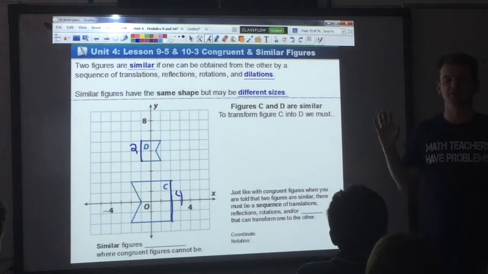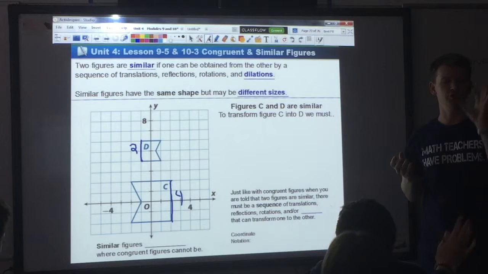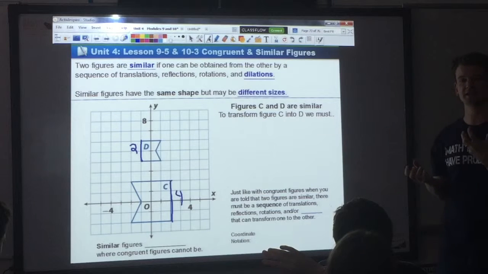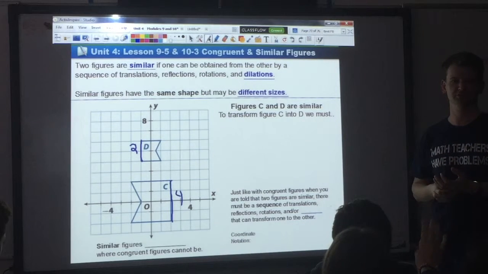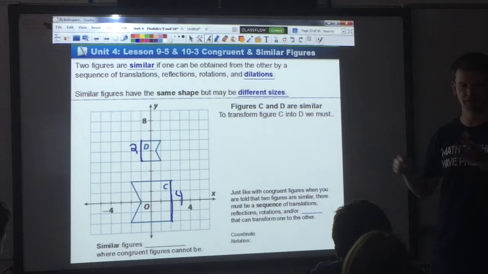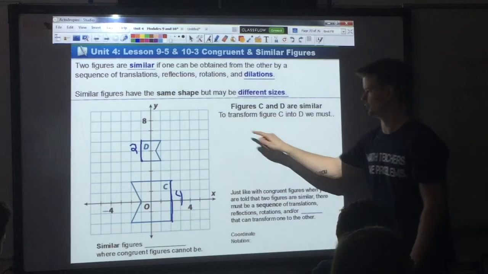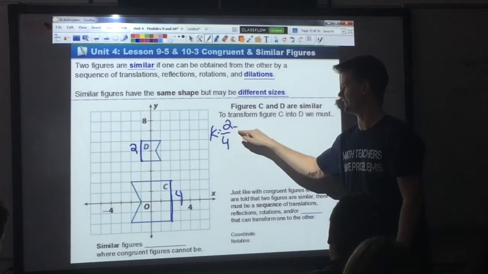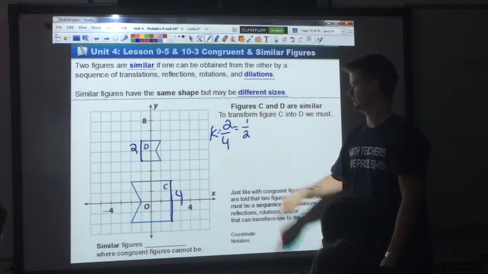Let's examine this. Remember the slide that talked about scale factors. The numerator will always be the integer from the side length of your image. Which one of those numbers is the image? 2. The image is D, so it's going to be 2. So we're going to do 2 over 4 to find K. And then we simplify that down to a smaller fraction, which is 1/2.